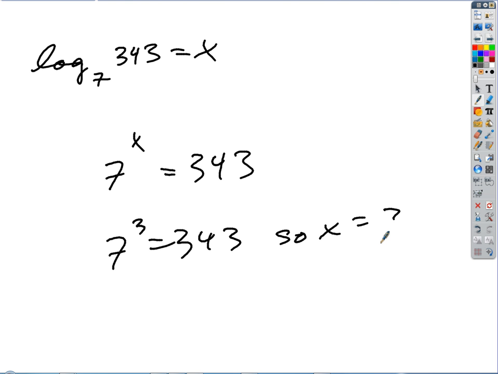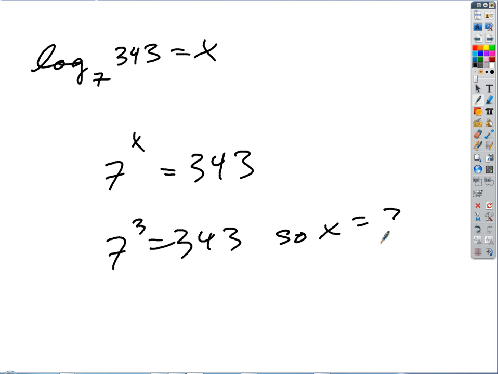What happens if the number was, I'm not going to do it today, what if the number was log of 200 base 7? The log of 200 base 7 equals x. Well, 7 to what power is 200? So how would you fix that?